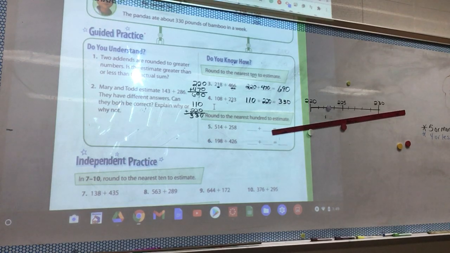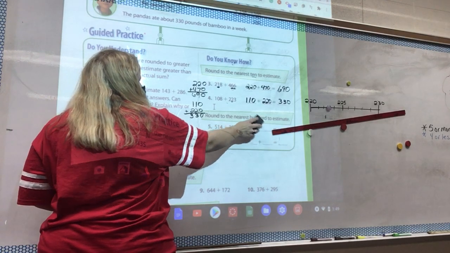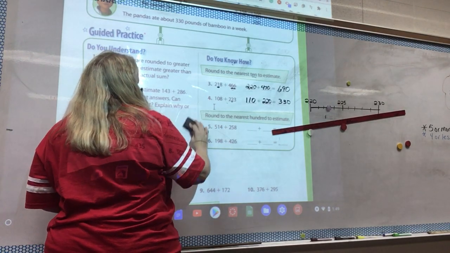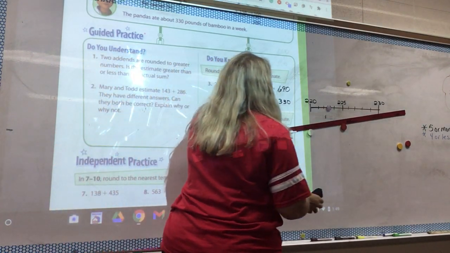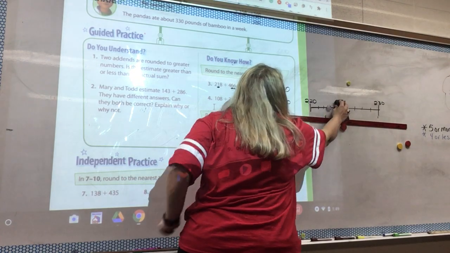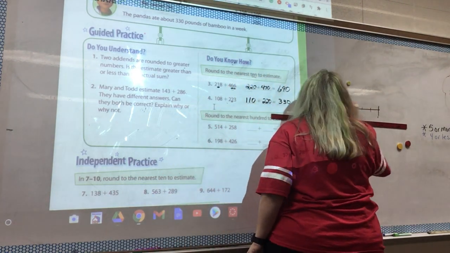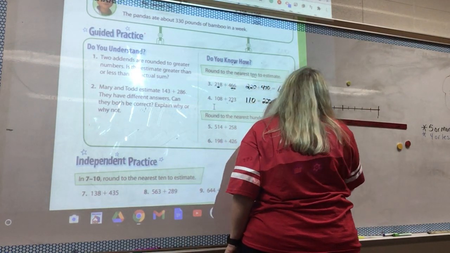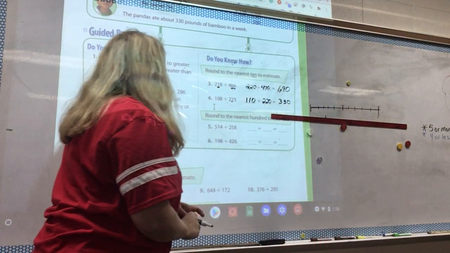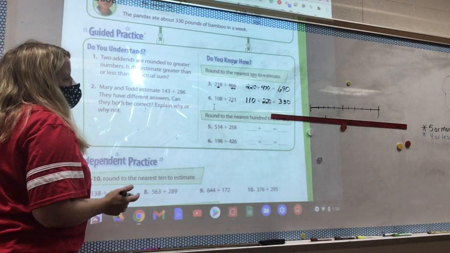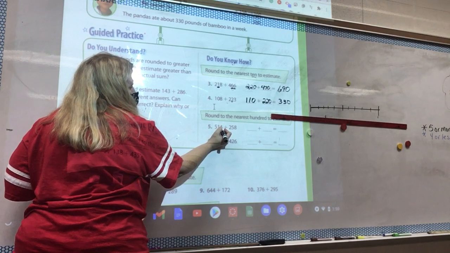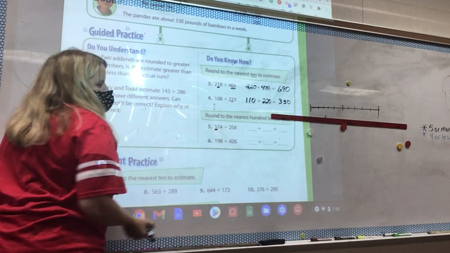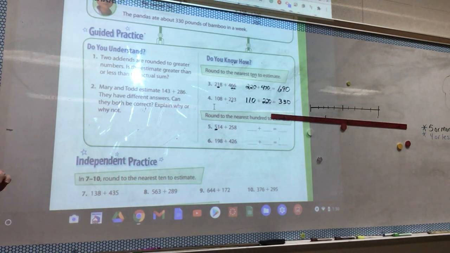Alright, so now we're going to round to the nearest 100 and then estimate. Round to the nearest 100 to estimate. Dang it. I'm going to erase that real quick. 300. Okay, so now, when we do our benchmarks, we're not counting by 10 anymore, we're counting by 100. So now I'm looking for the nearest 100, so I'm going to look at my hundreds place. 1s, 10s, 100. So what's in the 100 spot? What's sitting there? 5. A 5, right?